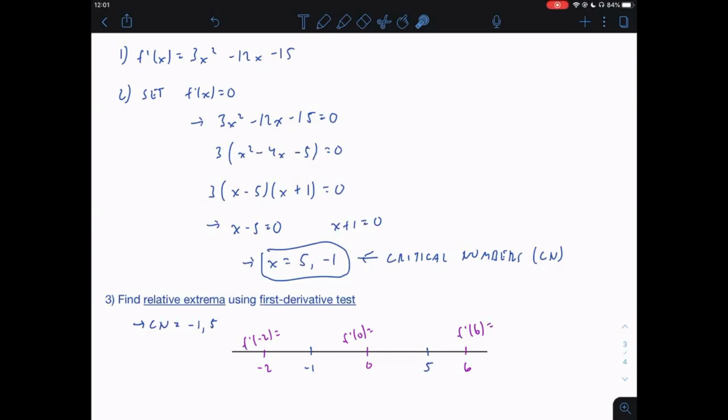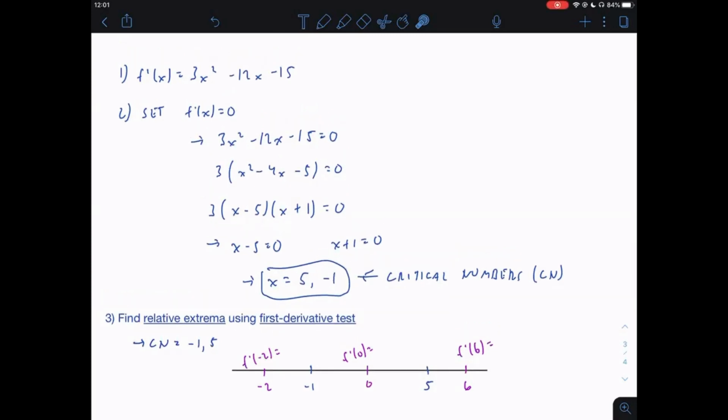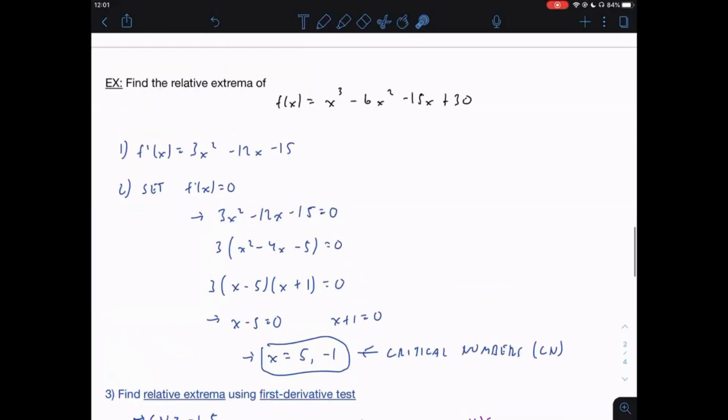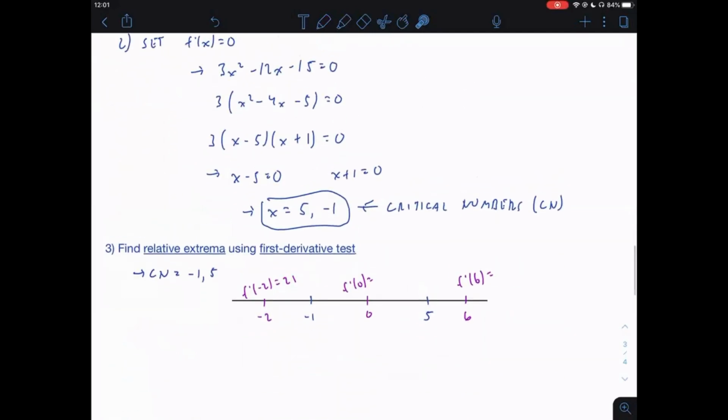Okay, so we're going to take -2 and plug it into the first derivative, 3x squared minus 12x minus 15. We're going to show every single little detail, so we plug in -2: 3 times -2 squared minus 12 times -2 minus 15. If you plug in negative 2 correctly into your first derivative, it should give you a value of 21, meaning at negative 2, our original function had a slope of 21. So it had a positive slope, a huge slope of 21 here.